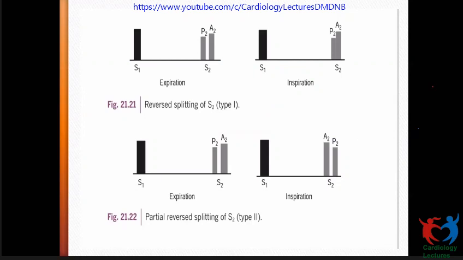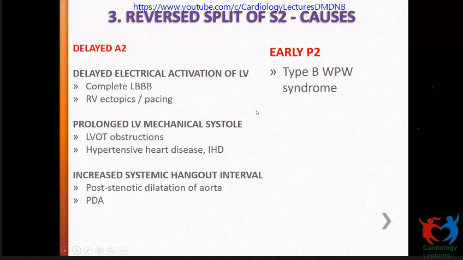What happens in type 2? I'm sure there is this one. So this is traditional. Okay, in expiration there is a split because P2 is moving this side, and in inspiration it comes here. Type 2 is partial, where P2 in expiration is here, but in inspiration the P2 goes away, to the other side. So that is partial. Most of the time it appears single. If you're lucky, this also could be a cause of reverse splitting, but you should know all three types when they ask.